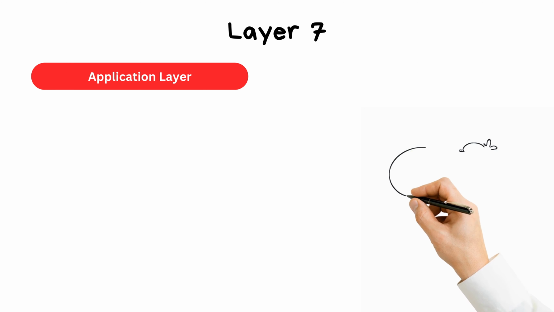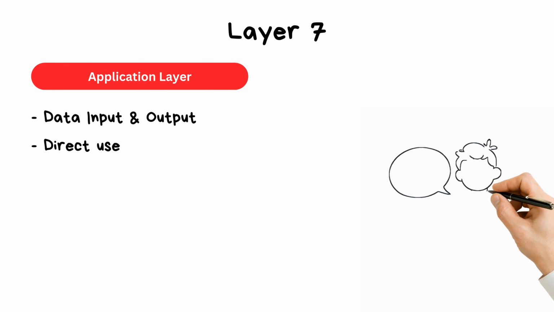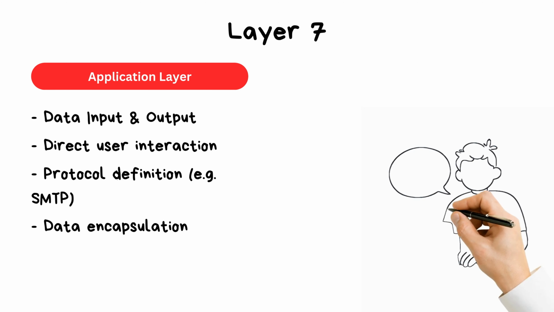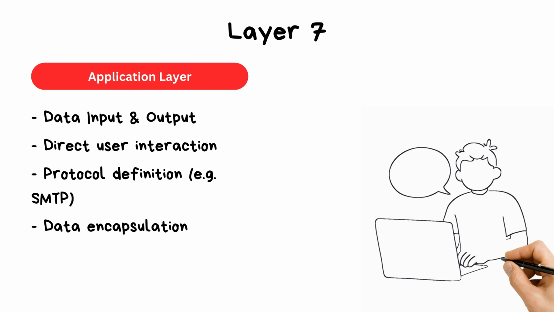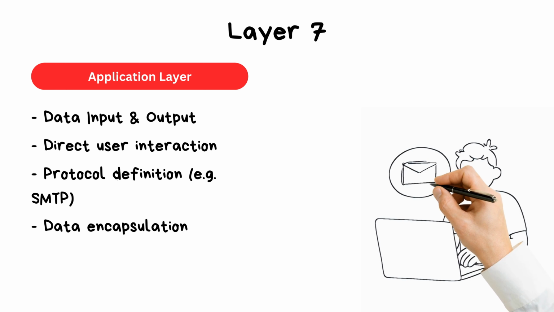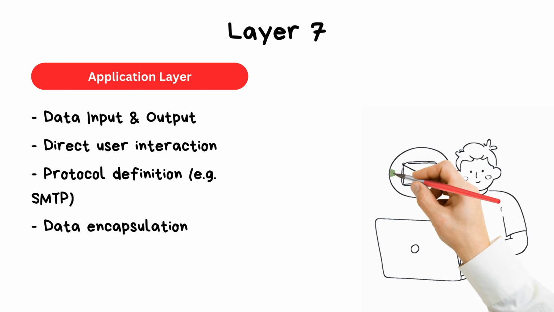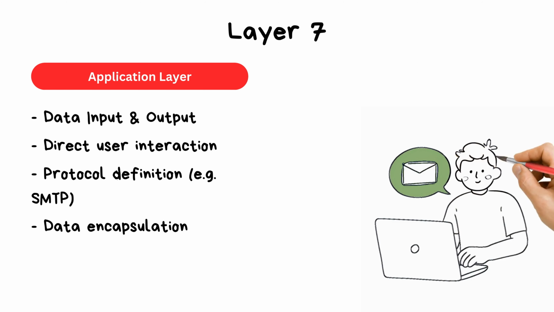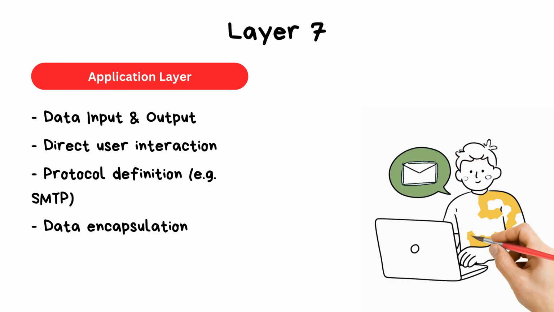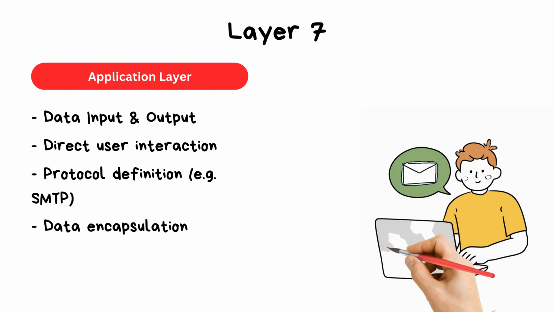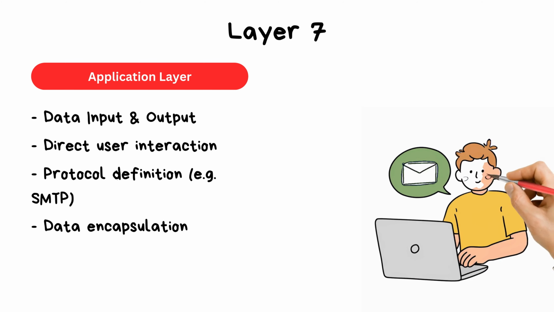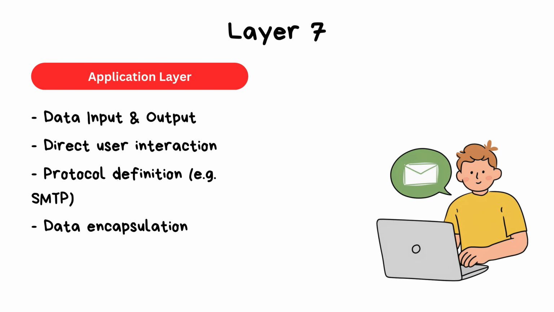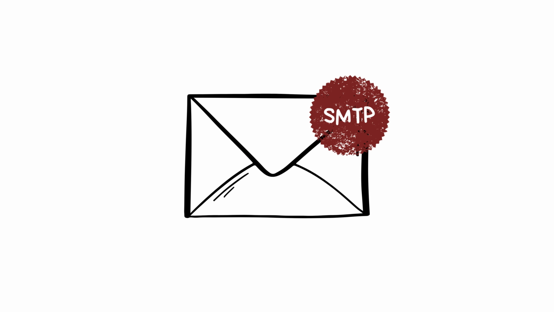Our journey begins at the top, in the application layer. This is where you, the user, interact directly with the software, like your email application. You type out your message, add an attachment, and when you hit send, the application layer takes over. It prepares your email for the trip ahead by adding some initial instructions, like which protocol to use, typically something called SMTP. Think of it as putting a stamp on a letter, indicating how it should be delivered.